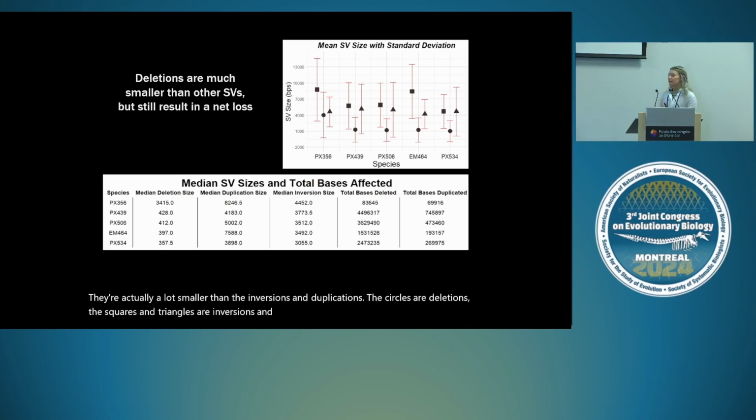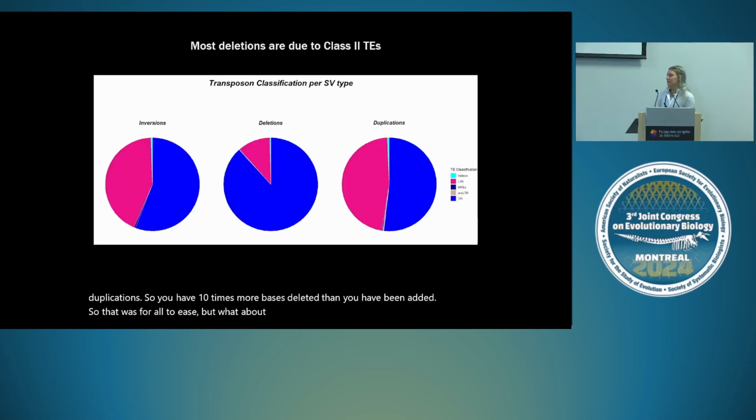While there are a ton of deletions and they're a lot smaller in size, they do result in almost 10 times more affected bases than duplications. So you have 10 times more bases deleted than you have being added. So that was for all TEs. But what about mutator? Mutator is a class 2, so I just broke it into class 1 and class 2 to begin with. We do see that class 2 is very obviously associated with the deletions.